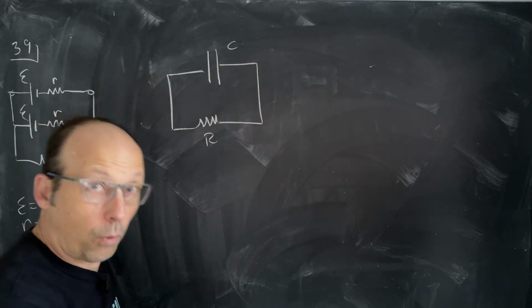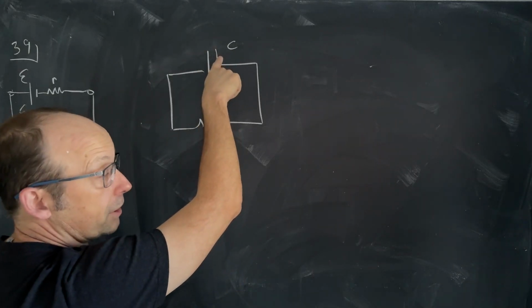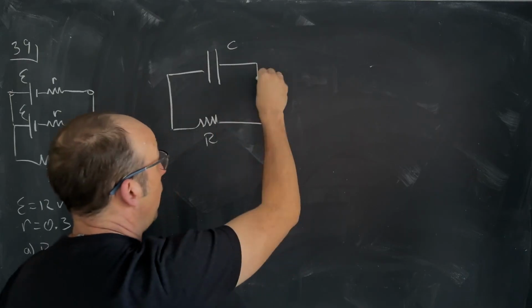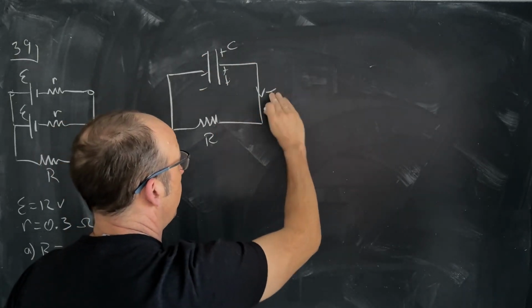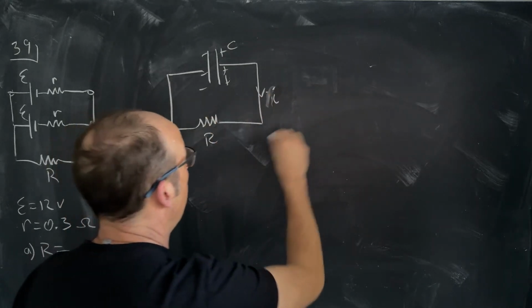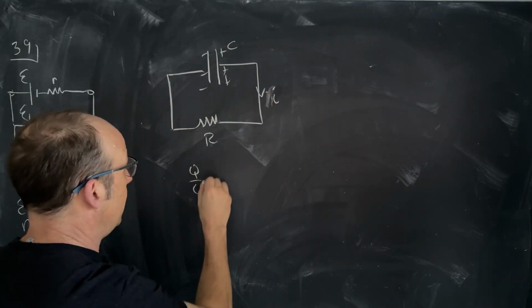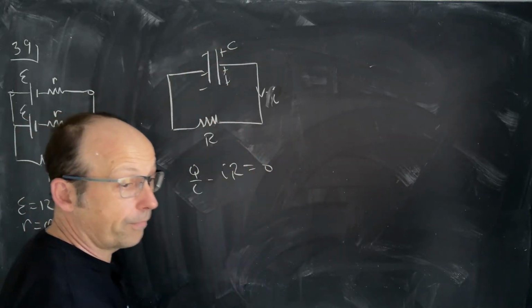Well, the loop rule still works, right? So the loop rule says that the voltage across this is Q over C. And then I'm going to have, let's say it's charged this way, a current, I, that way. So if I do the loop rule, I get Q over C minus IR equals 0. That's my loop rule.